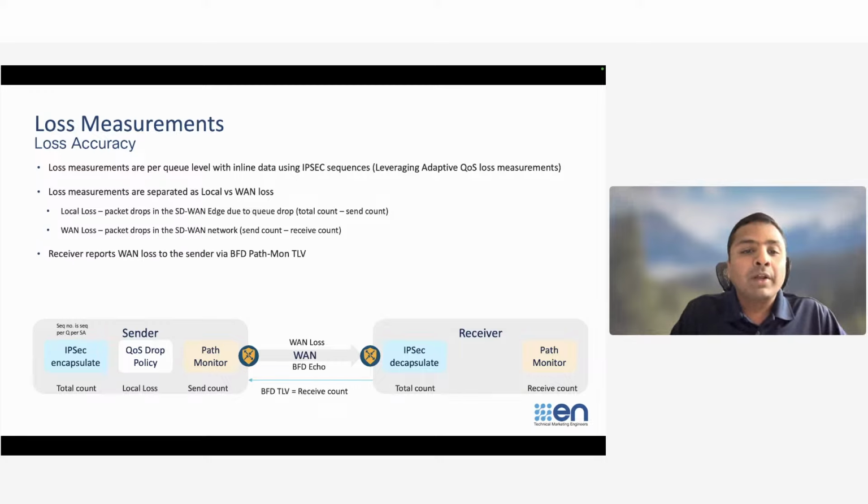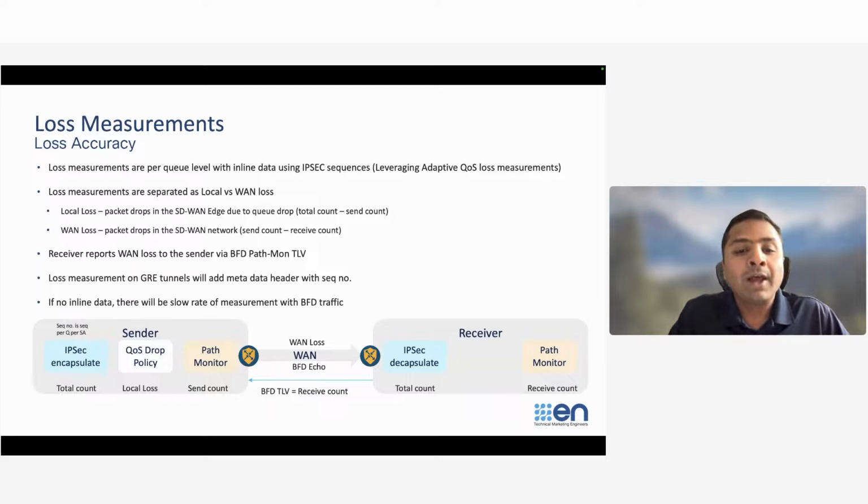When the receiver gets this total receive count, it reports back to the sender, which is the device on the left here, the loss in the BFD. So for measurement on GRE tunnels, we will add a metadata header with the sequence number. If let's say we don't have inline data packets going through the fabric between these SD-WAN edge devices, in that case, for the BFD measurement using the synthetic BFD packets, application aware routing will still be able to use BFD measurements in that scenario.